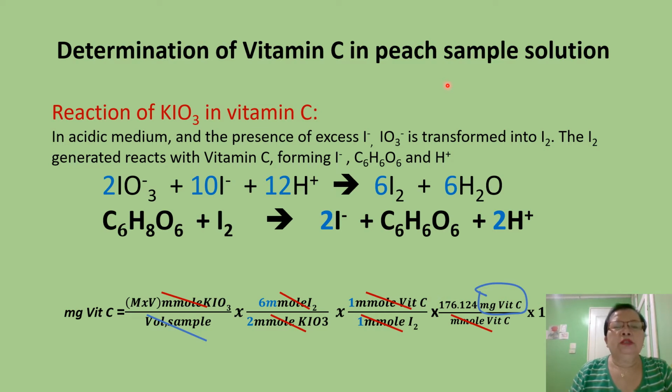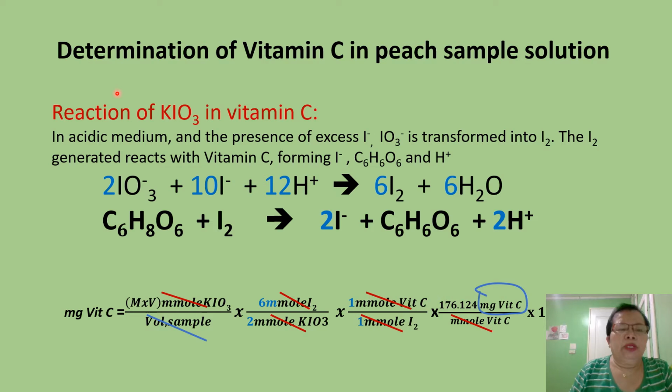We add starch because starch here acts as an indicator. In the presence of iodine, starch turns our solution into blue color. Now, what happens during the reaction?